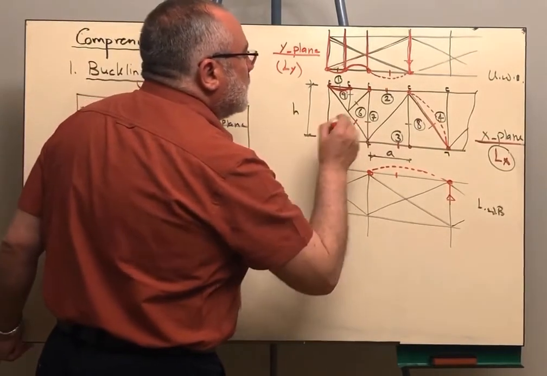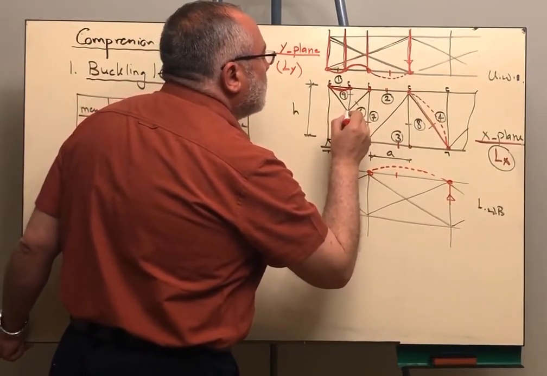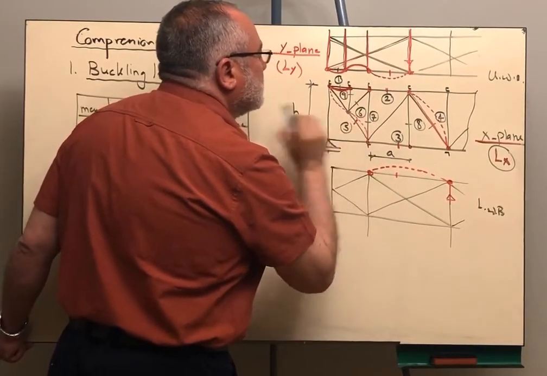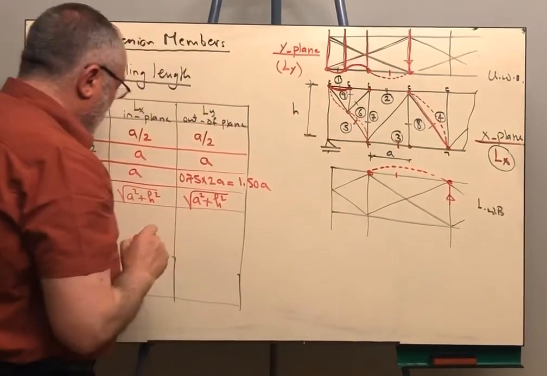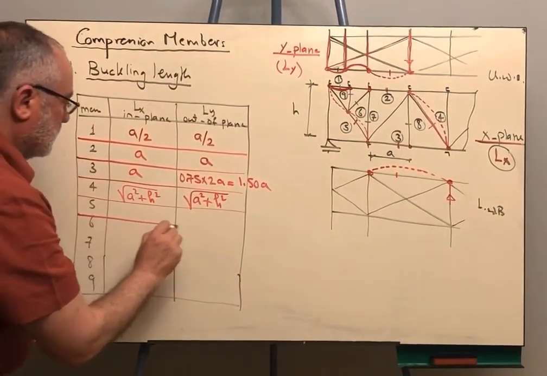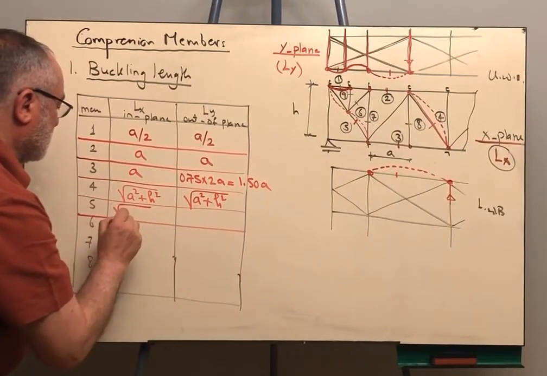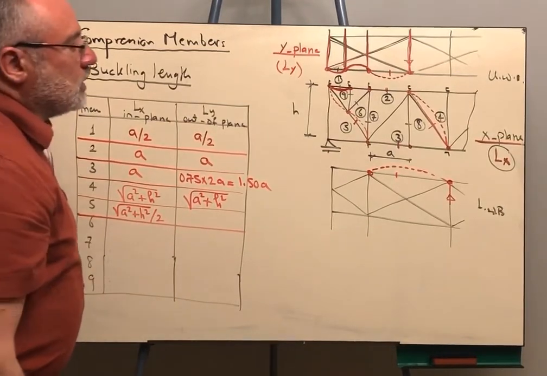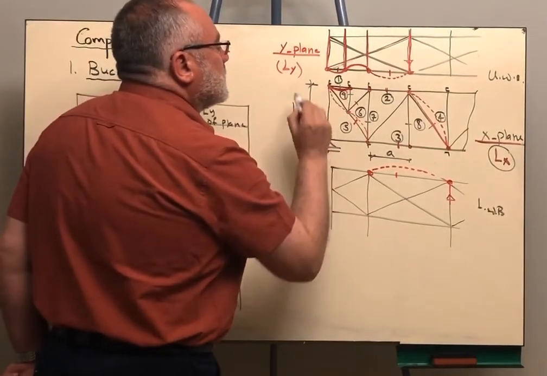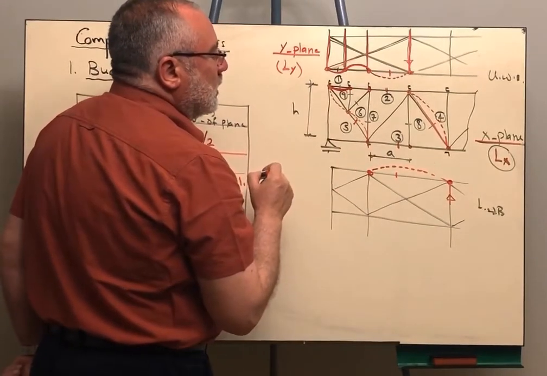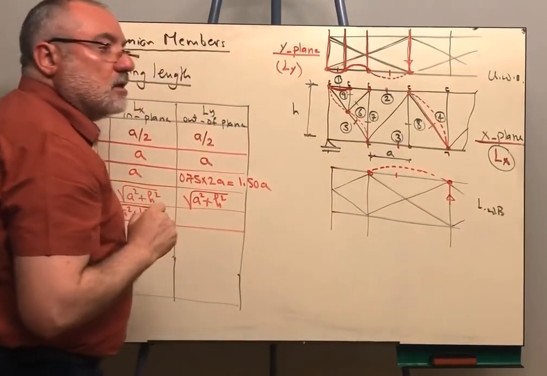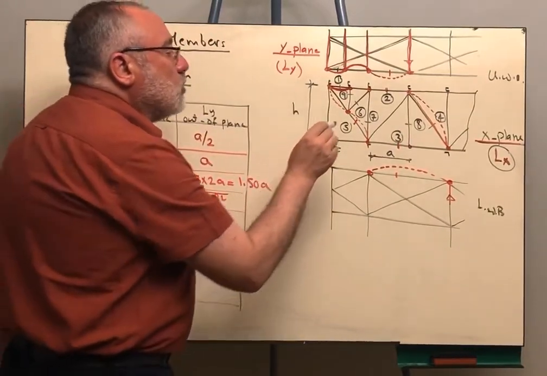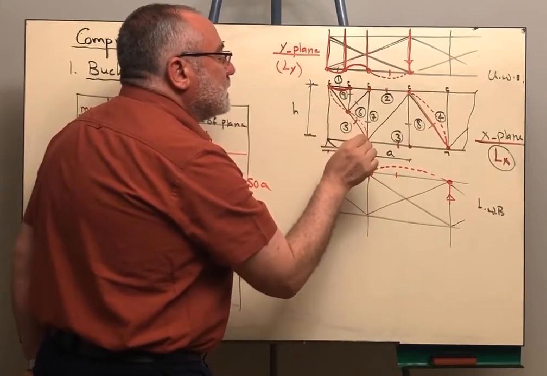How about member 5? This member. Now in the in plane, it will buckle this way, because don't forget that this is a joint. So the length here will be root A square plus H square over 2. But in the out of plane, this point is braced and this point is braced and this point is unbraced. So the two ends of the member is not braced in the out of plane. So I will take 1.2 of this length.